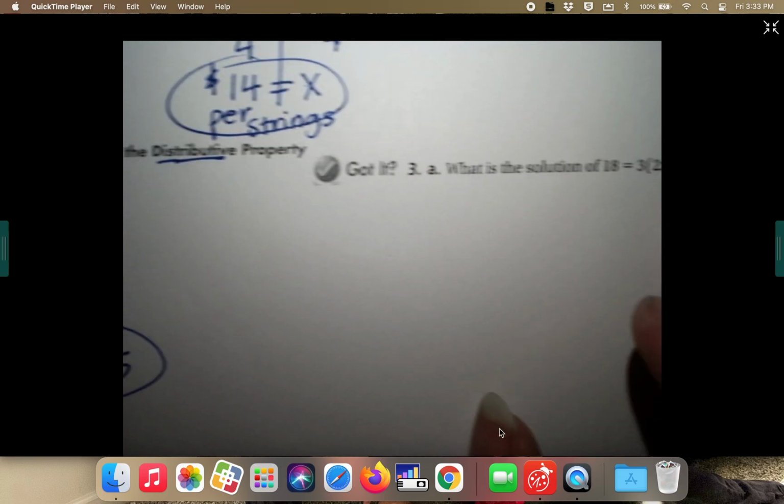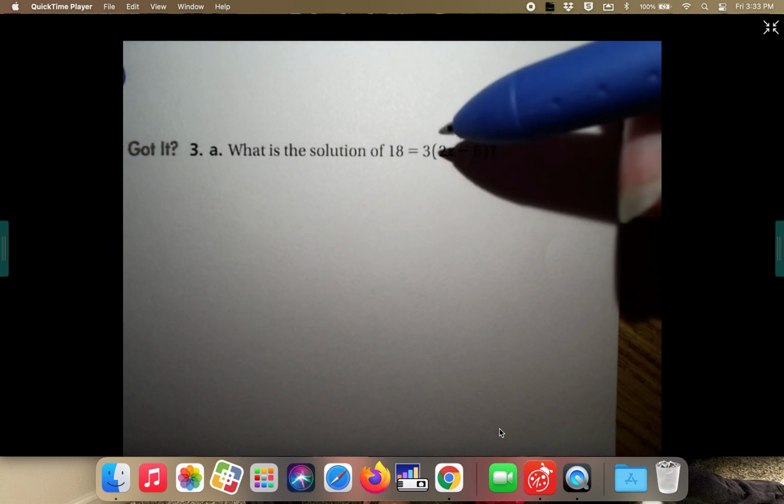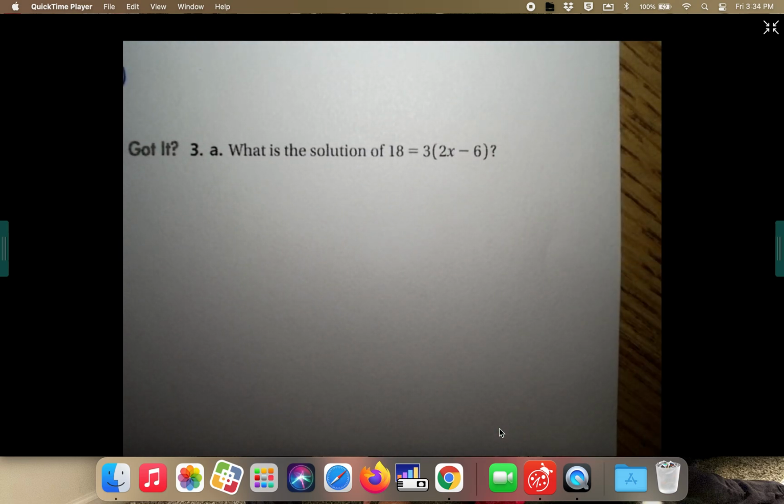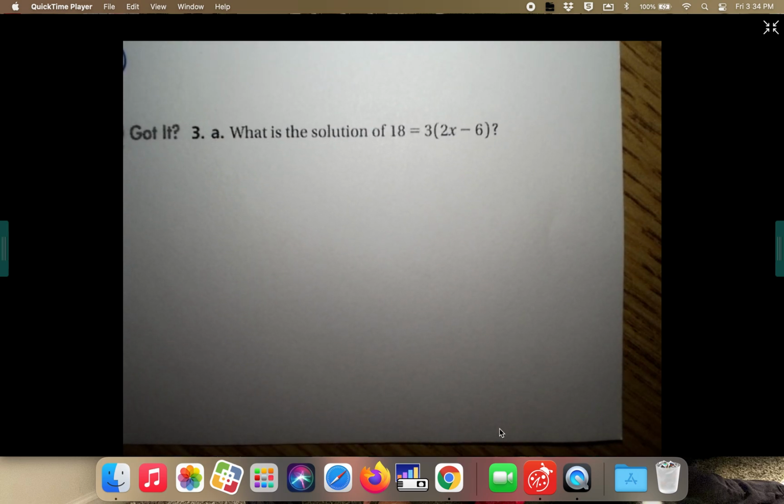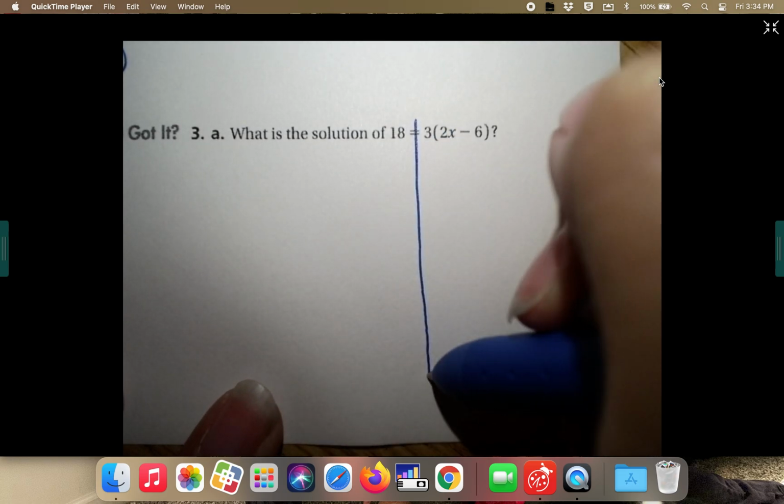Okay, if you think you have that with the distributive property, go ahead and pause the video and try this one. If you're not quite ready to try it on your own, here we go.